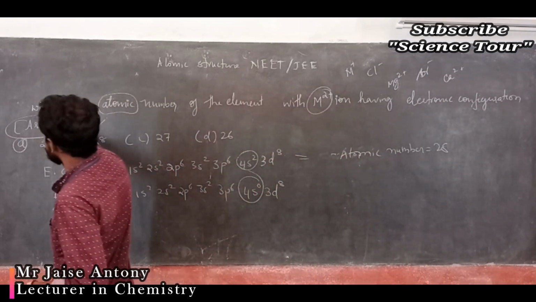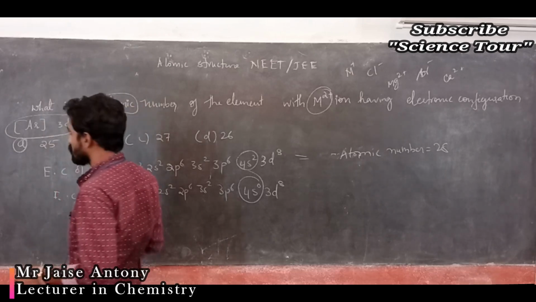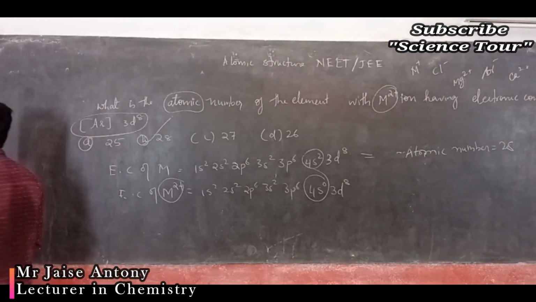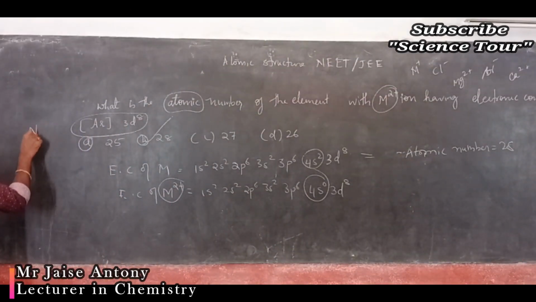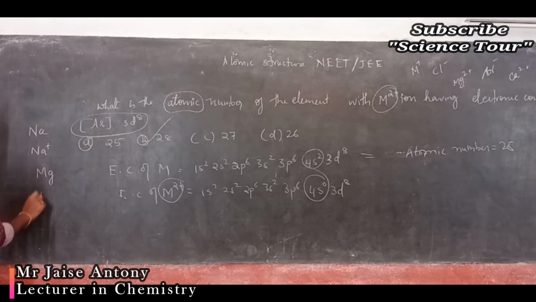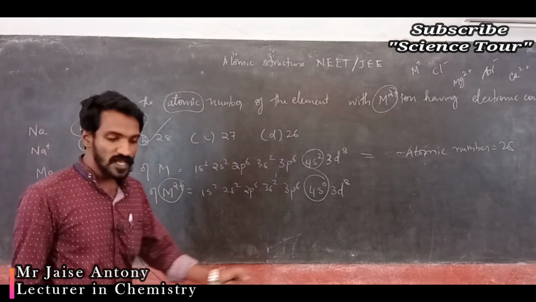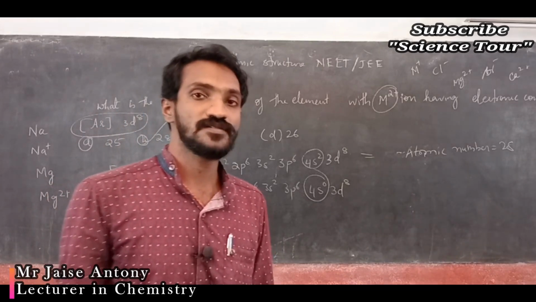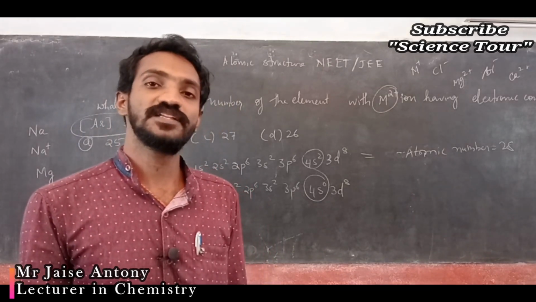They asked what is the atomic number. Atomic number means it is an atom, not an ion. For example, sodium ion, sodium atom. If we write sodium like this, it is a sodium ion. Magnesium atom, magnesium ion is like this. Don't get confused with this. That's what I told: only the question is difficult, not the answer. The answer is very simple.